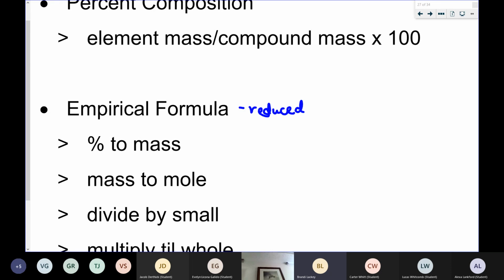Also, it could be like the thirds, so like the 0.33 or 0.66, where you can multiply by 3 to make it a whole number. You shouldn't be needing to multiply by like 27 or something like that. That's crazy.